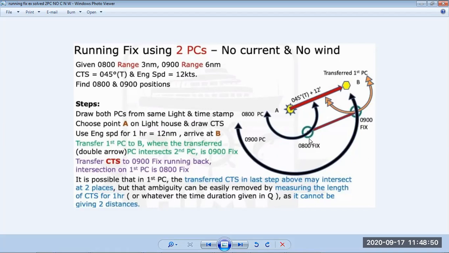Now what will we do at point B? Always we have to transfer the initial position line or position circle. Now here we have initially position circle, so we will transfer this position circle from this point. So we take an arc of 3 miles and we transfer on this position circle, and wherever it cuts the 0900 position circle, that is our 0900 fix, and from this fix we will transfer this course to steer back, and wherever it cuts the initial 0800 position circle, that is our 0800 fix.